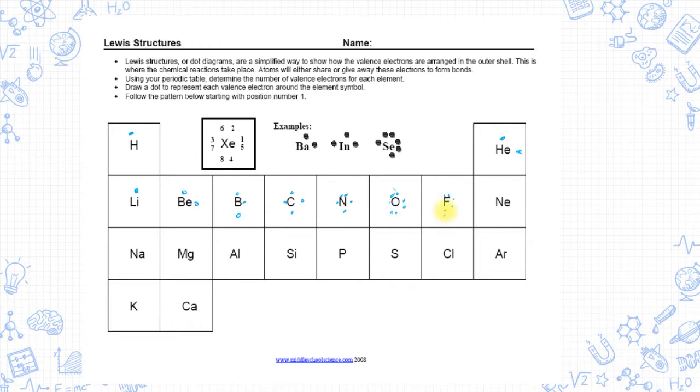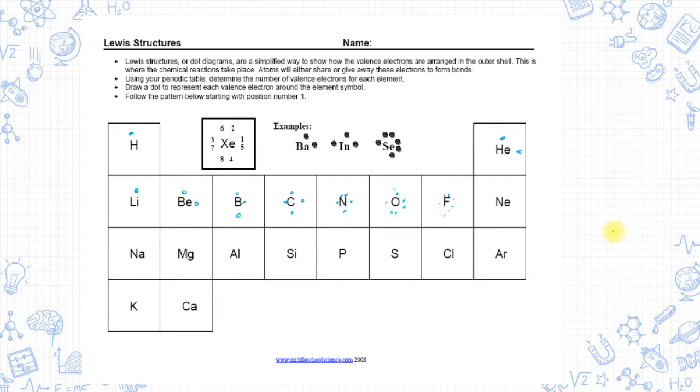Fluorines have 7. I think I did too many on my oxygen. Hang on. So 1 on top, 1 on bottom. My fluorine should have 7. It's a little hard on the computer.